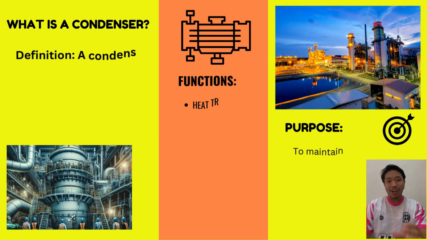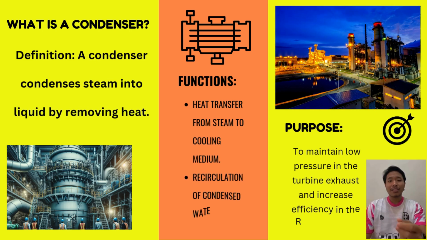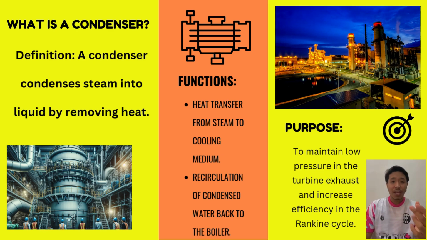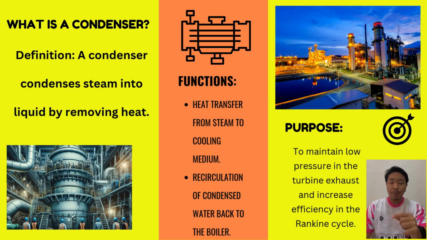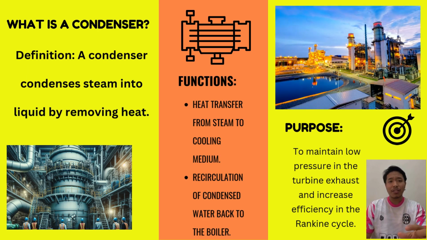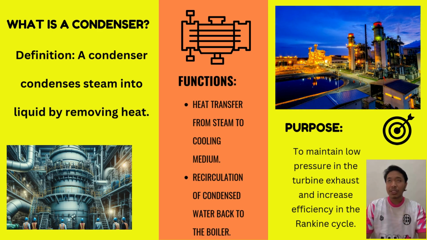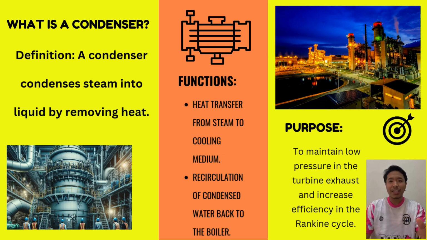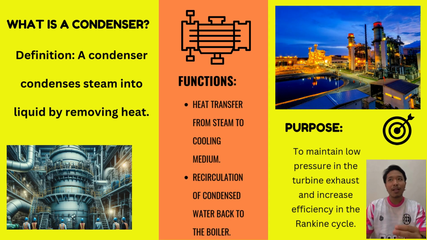Okay, what is a condenser? A condenser is a device that condenses steam into liquid by removing heat. It helps in maintaining the overall efficiency of the power plant cycle. By cooling down the steam and turning it back into water, the condenser enables the recirculation of water in the system, reducing water consumption and improving energy efficiency. The condensate is then returned to the boiler for reuse, ensuring sustainable operations.